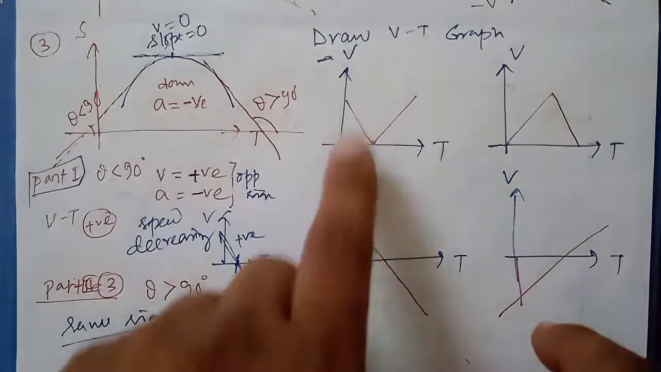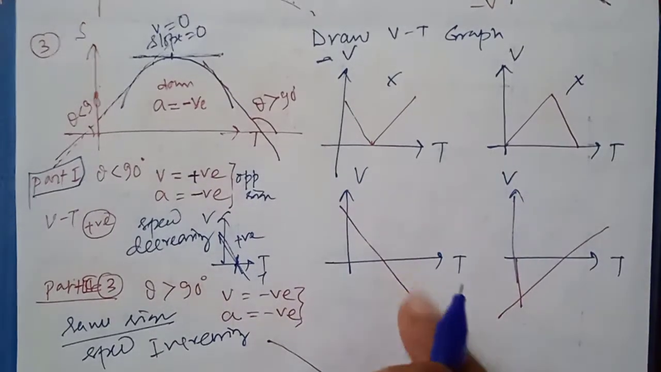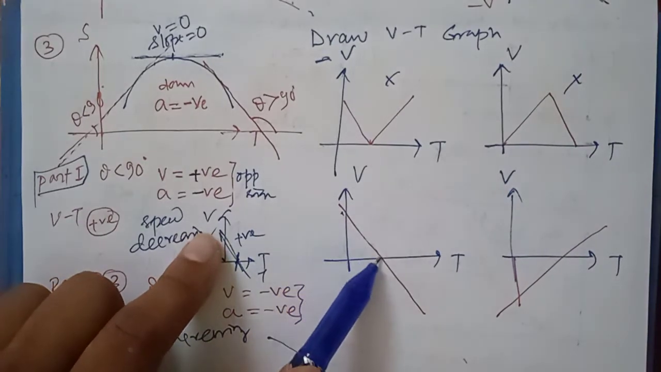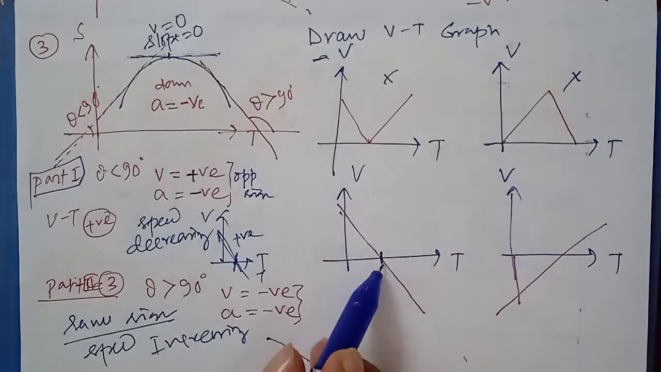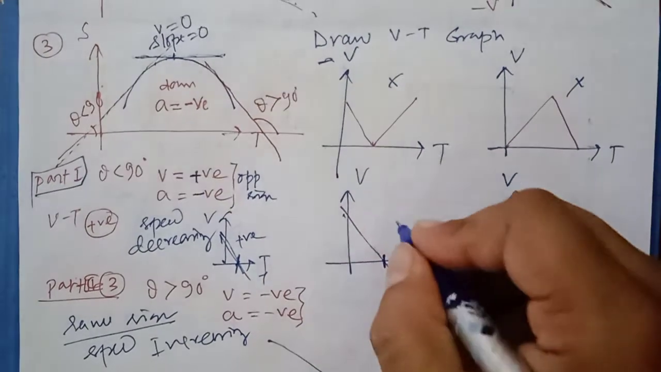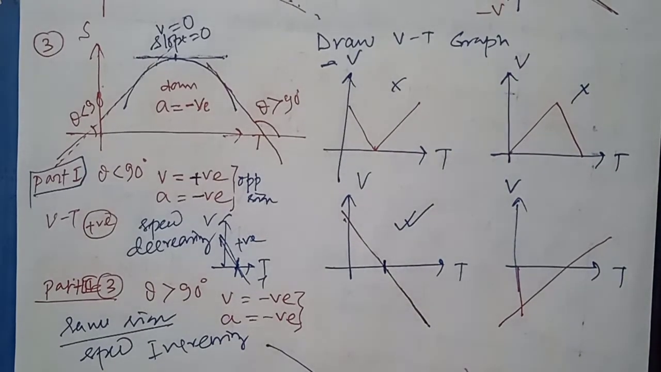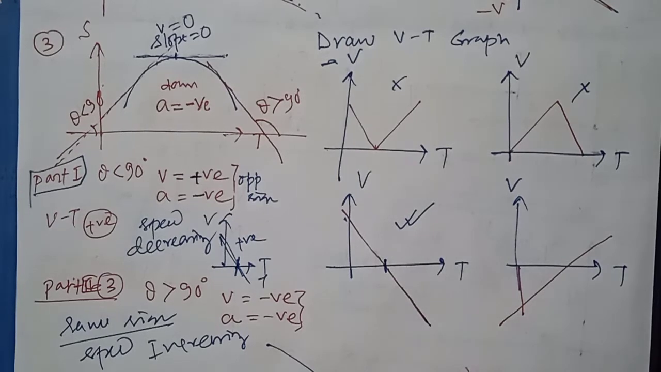Now you can tally: this is not possible, this is also not possible. Now see this graph. First velocity is decreasing but positive, then 0, slope 0, then again increasing. So graph number 3 is the right option. So students, in this video I discussed this type of graphs, the ST graph and the corresponding VT graph, and some tricks.